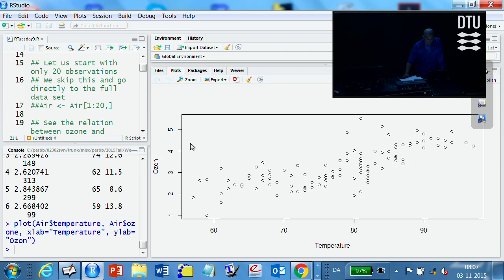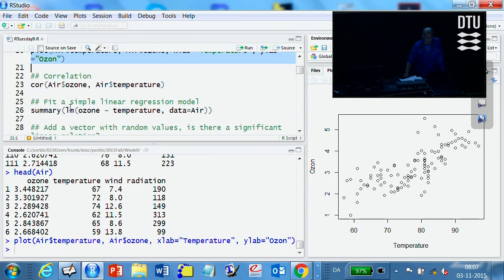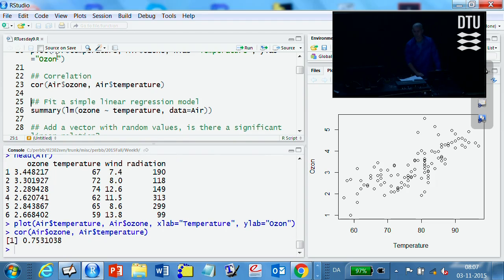Is it really significant? What's your gut feeling here? Is it significant? How large is the correlation? How many think that the correlation is larger than 0.8? How many think that it's larger than 0.6? Come on, wake up. You were right. Pretty high correlation, right?